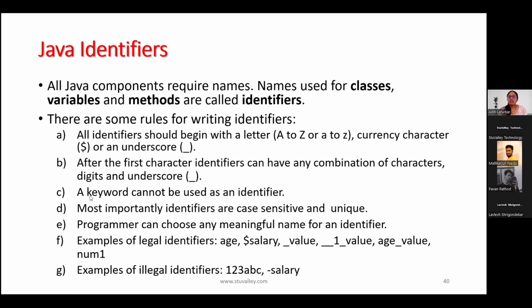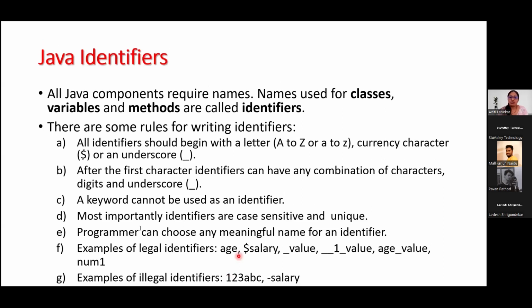Okay, so the third is a keyword cannot be used as an identifier. I have already explained that. Then most importantly, identifiers are always case sensitive and unique. Every variable should have a unique name, every method should have a unique name, and every class should have a unique name. It always follows the camel case. ठीक है, जो भी name आप दे रहे हो, it always follows the camel case. Camel case means first letter should be small case and next letter should be capital case.